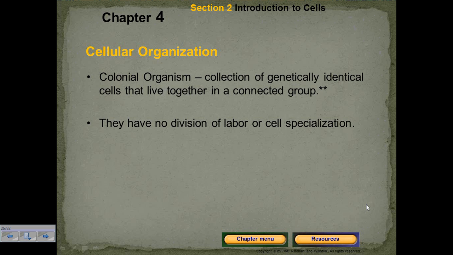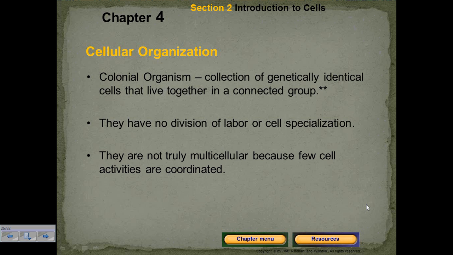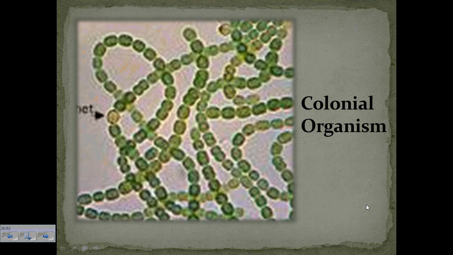You remember that? Well, they work together. They're all going to work together to do something. Well, in this, that doesn't happen. Each cell is basically doing its own thing. It's just connected to this other cell. So if we look at it through the microscope, which I'll show you a picture of in a second, it's going to look like multicellular, but it's really not, because they're not coordinating their activities. They're not working together.